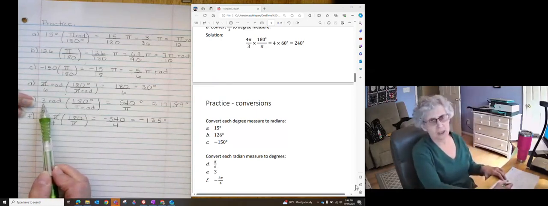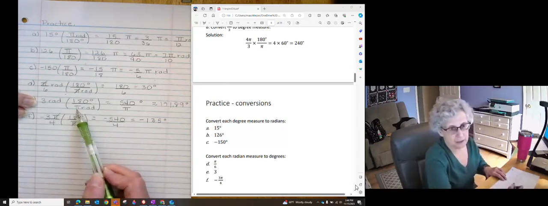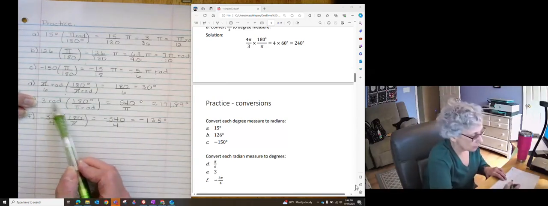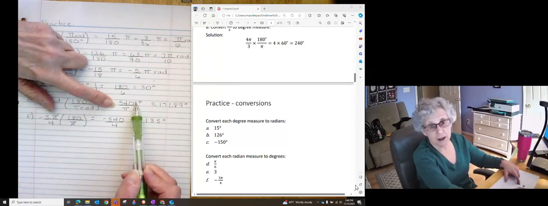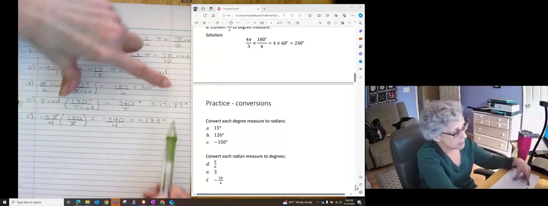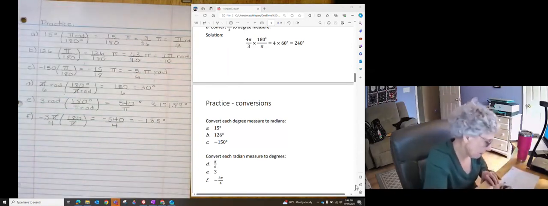3 radians, now this one, there's no pi to cancel. It's just a whole number of radians. So this would be an exact answer, 540 over pi. I did go ahead and plug it into my calculator to get an estimate.